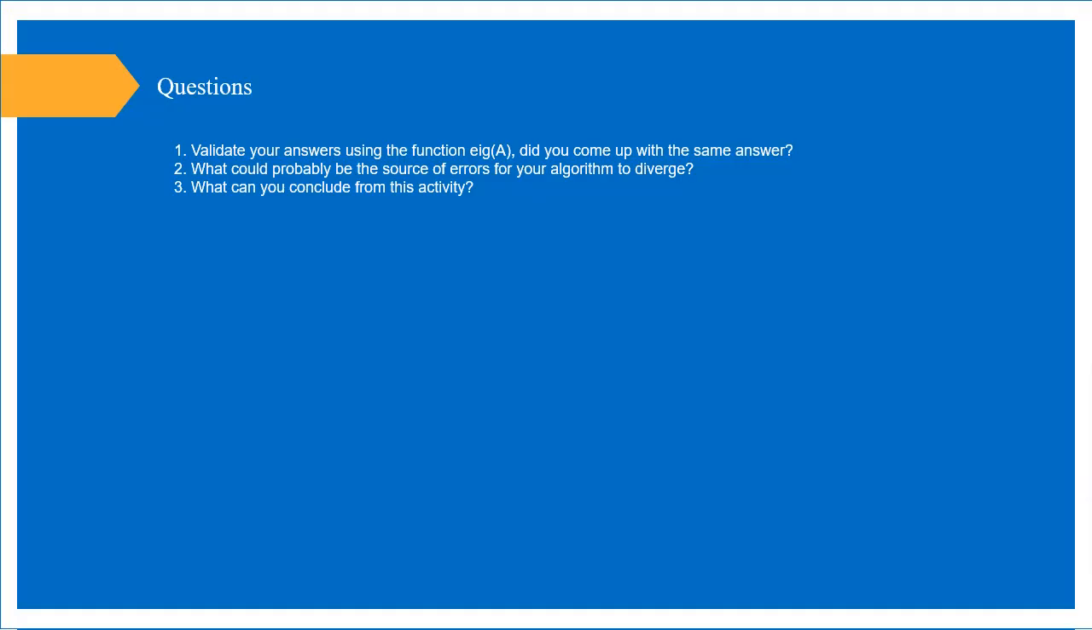Questions. Validate your answers using the function EIG. Did you come up with the same answer? Yes. Question 2. What could probably be the source of errors for your algorithm to diverge? Source of errors, I have seen no errors in my algorithm. So on to question 3. What could you conclude with this activity?